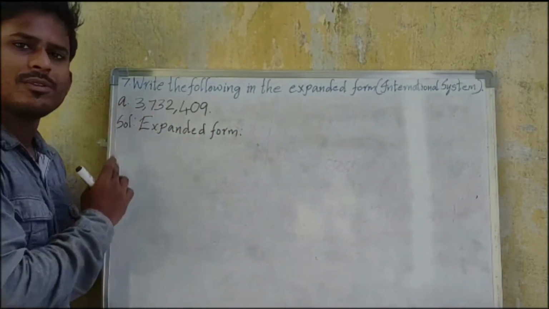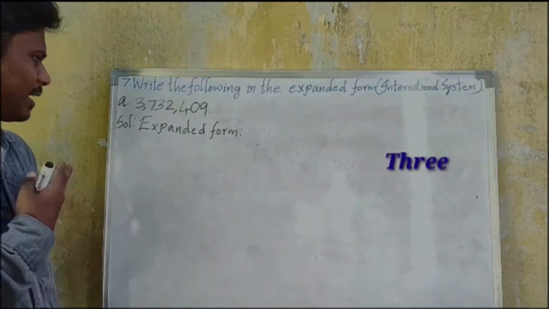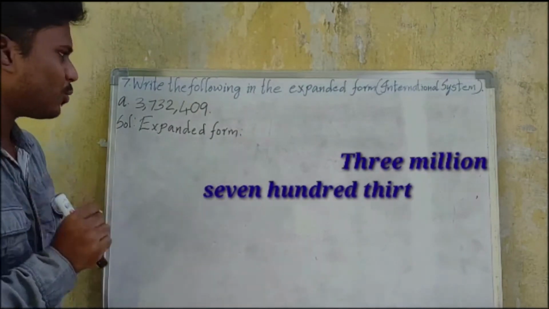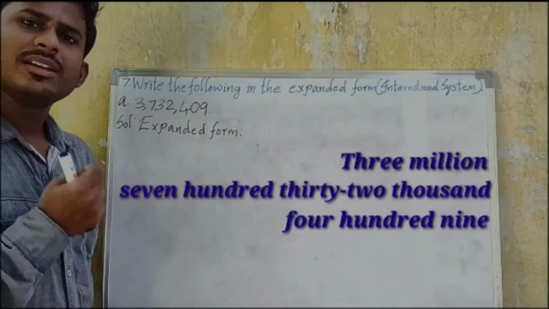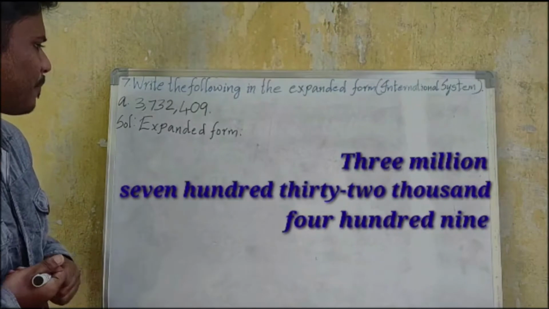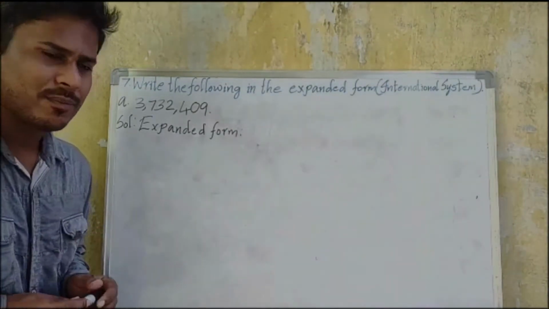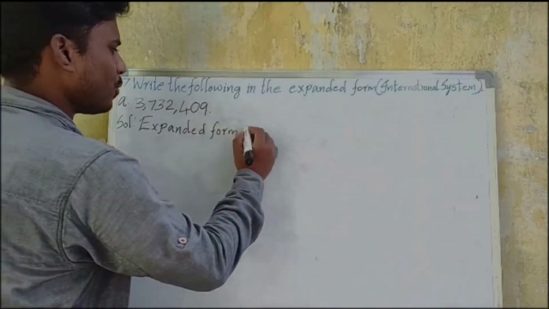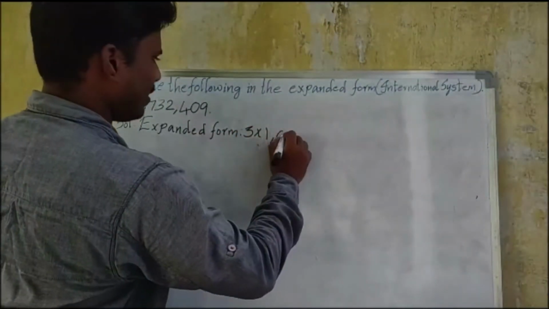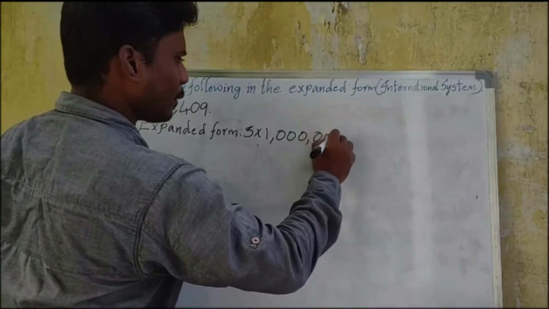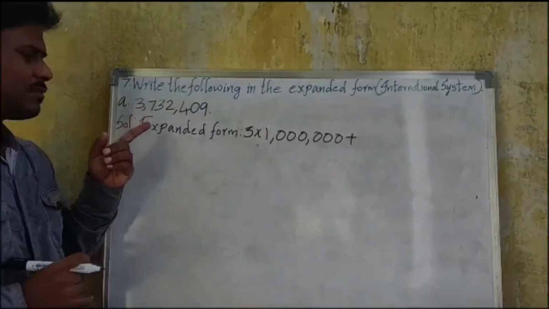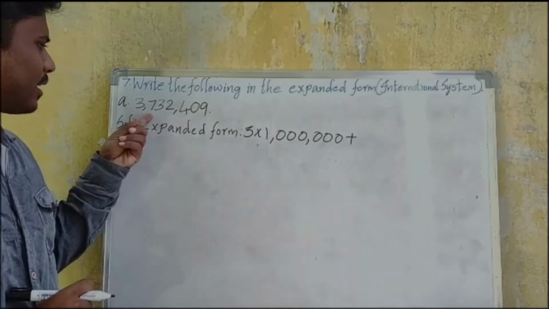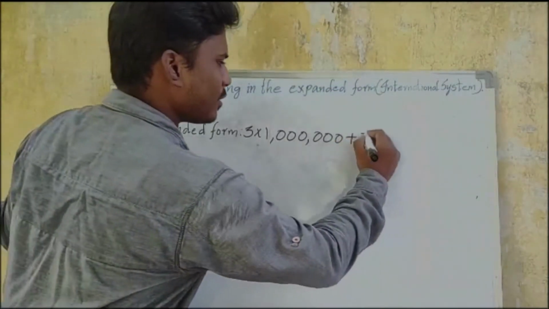So ones period, thousands period and millions period. In the 1 million place we have digit 3, so we call it as 3 million. And 732 in the thousands period, so 732,000. And last 409 in the ones period. Okay, let us write the expanded form for this. So what is our highest place? Millions place. So 3 into million plus followed by 100,000. In 100,000 place we have 7.